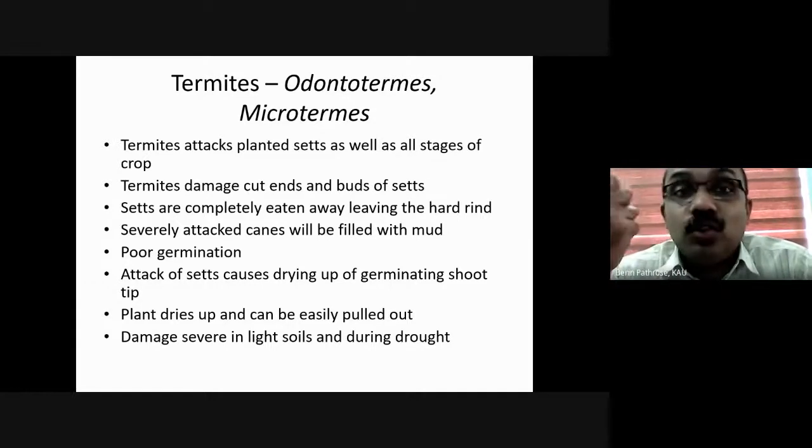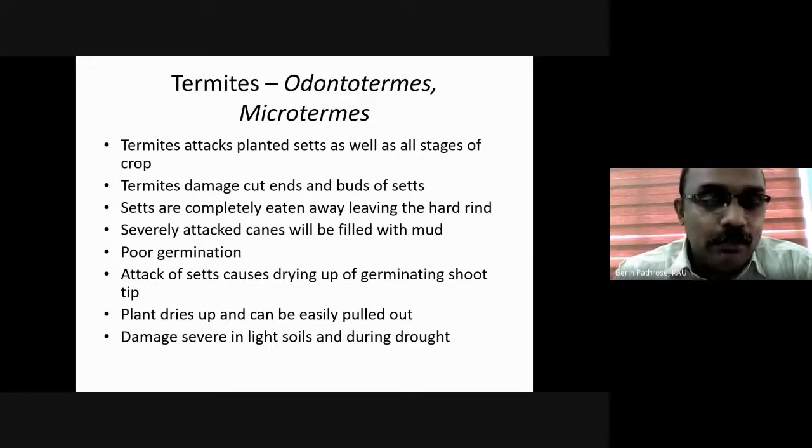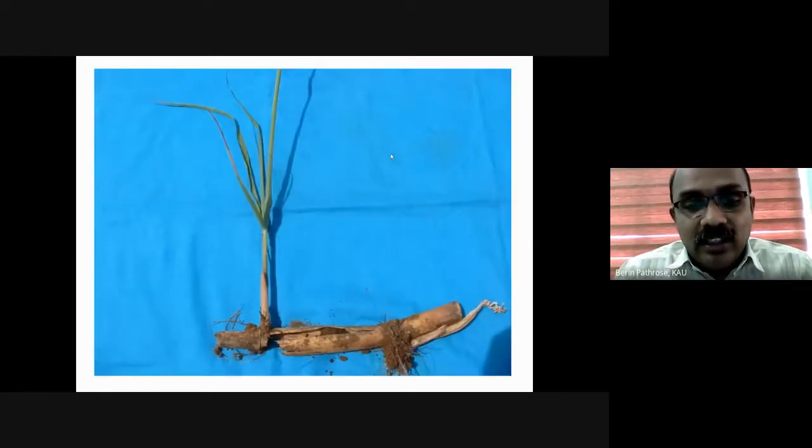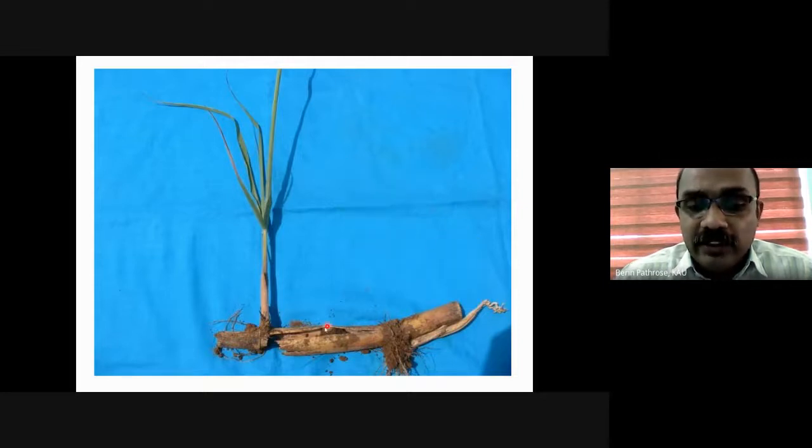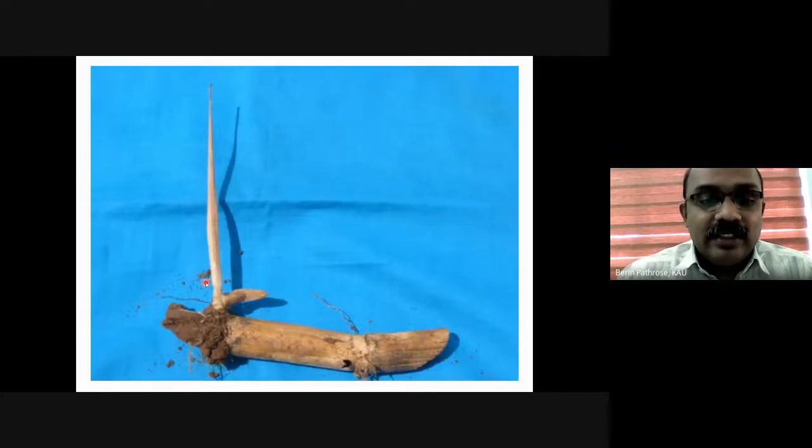If the germinating shoot gets dried up, it can be easily pulled out, and it is severe if there is a drought prevailing in the field. You can see it over here. I will show more pictures. You can see the entire inside content of the set is fed by the termites, and only the rind is remaining. See, the germinating shoot is dried up. The entire set is filled with mud. I will show another picture.